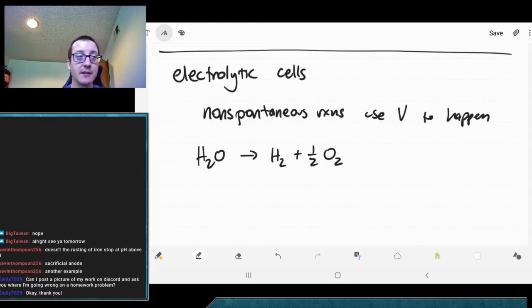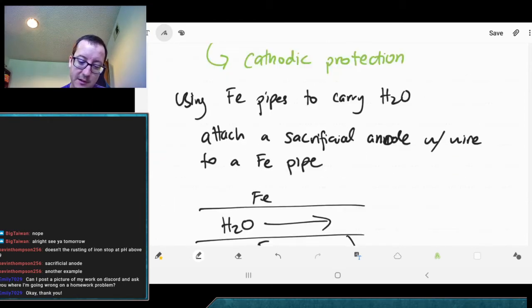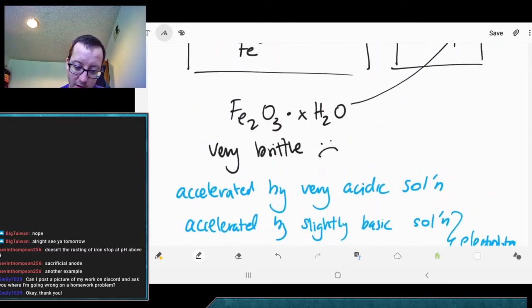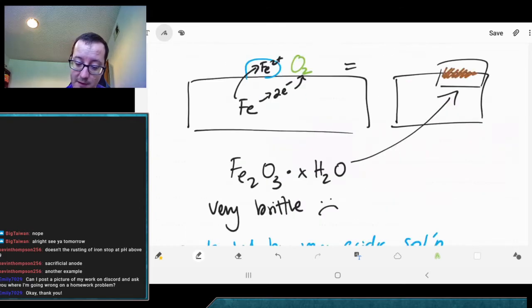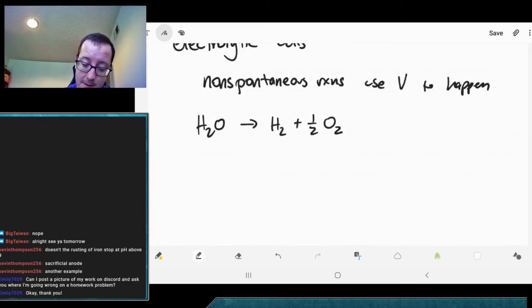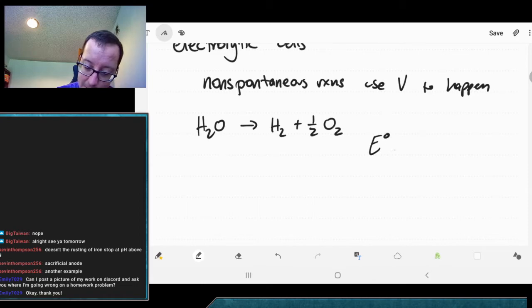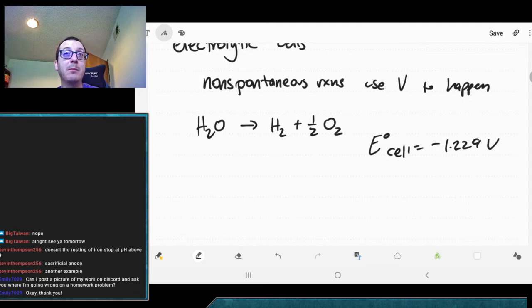So this is one way to get hydrogen. It's not very efficient because obviously you have to put electricity into it, but if we just take a look at what we just looked at overall earlier, what was the potential we got here? The potential is about 1.2 volts, right? So I guess it's going to be negative in this case because we're reversing it. So the E for this cell is negative 1.229 volts. So we just need to apply that voltage to get this to happen.